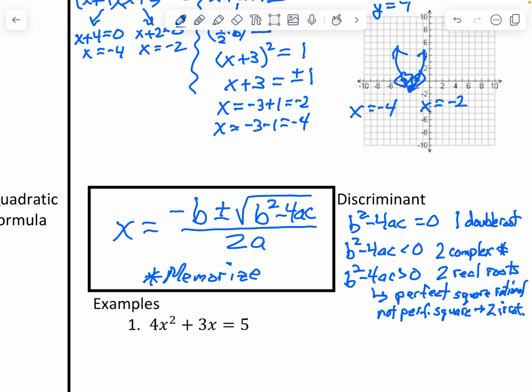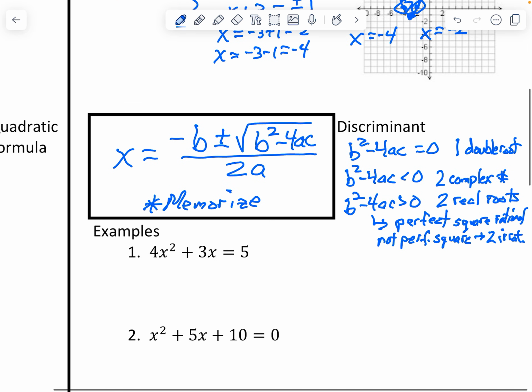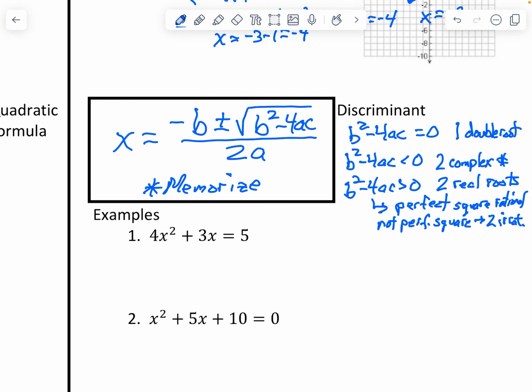We're going to go ahead and just use the quadratic formula to solve. So this first one, identify your a, b, and c. Your a is equal to 4. Your b is equal to 3. But I don't know my c yet because I've got to get it equal to 0. So first of all, we're going to take this and subtract 5 and make it equal to 0. So my c is going to equal negative 5. Now I can put it into the quadratic formula.